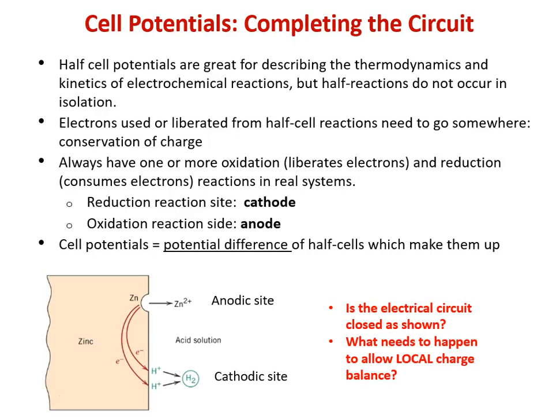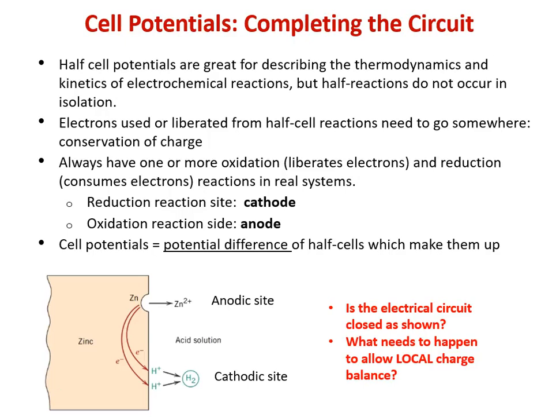In some cases, we actually take advantage of that concept and do that artificially, and that's one type of what we call cathodic protection, which we'll touch on later in this lecture. So cell potentials complete the circuit. Half cell potentials are great for describing thermodynamics, and they're also useful for describing reaction rates, which are the kinetics of the systems, but you can't have them in isolation.